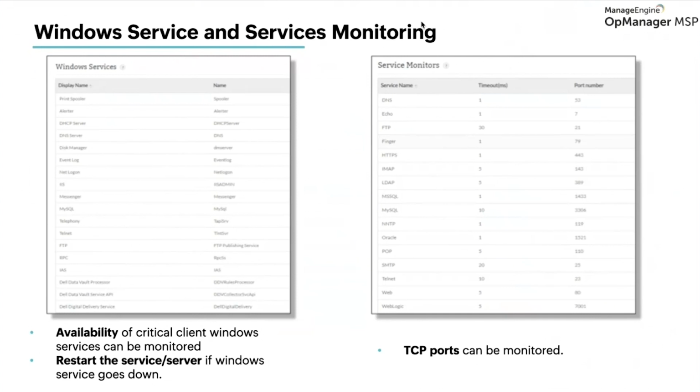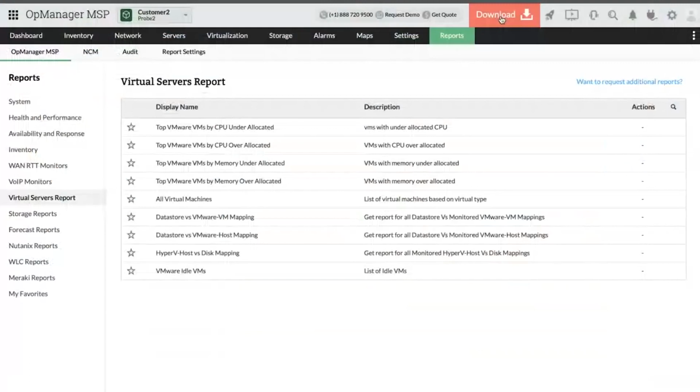And then we have service monitors that are nothing but TCP port monitors. The main difference between Windows Service Monitor and Service Monitor is that Windows Service is running on the server directly, whereas the Service Monitor is going to check the TCP port's availability and check if the particular service is up or down and alert you accordingly. So let's take a look at how this works in the product. Let's click on inventory again.